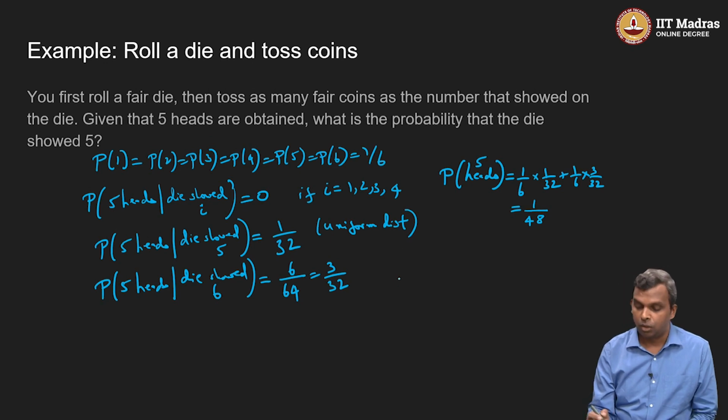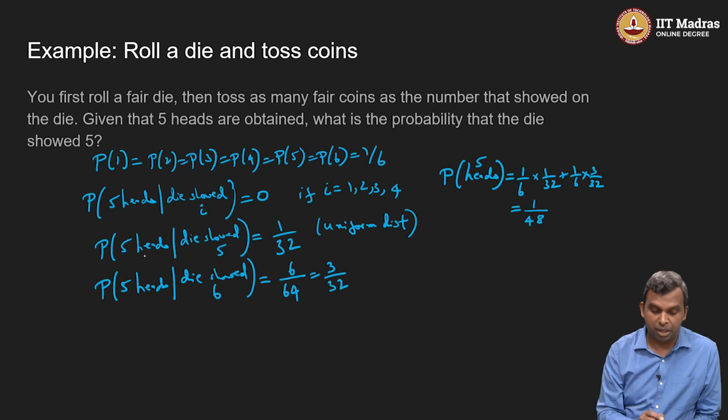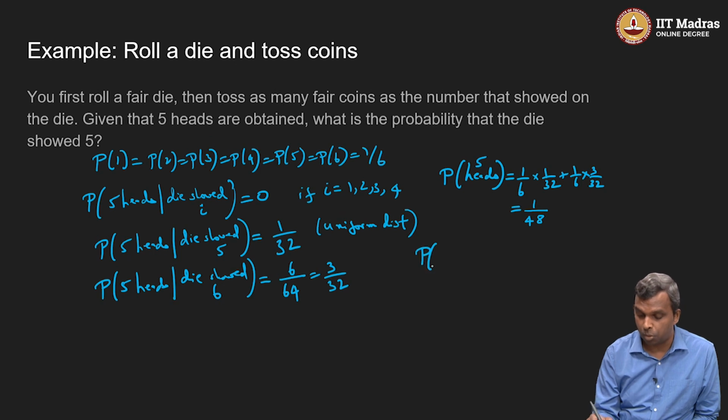So now you have the probability of 5 heads, the probability of 5 heads given the die showed 5, and the probability of 5 heads given the die showed 6. You do not have to bother about these other things strictly, but we should be careful about it. So how do you find the other probability? What is the base probability? The conditional probability that the die showed 5 given 5 heads.